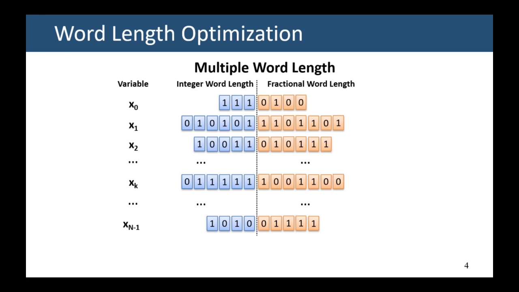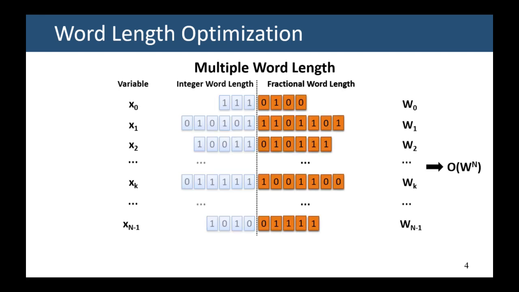In this study, we address fractional word-length optimization, where we need to find good word-length configurations of the fractional part so that the output quality satisfies the quality constraints with the minimum cost. The fractional word-length optimization is an NP-hard problem. It has a complexity increasing exponentially when we consider all the combinations. From now on, I use the term word-length optimization to mean fractional word-length optimization in my talk.